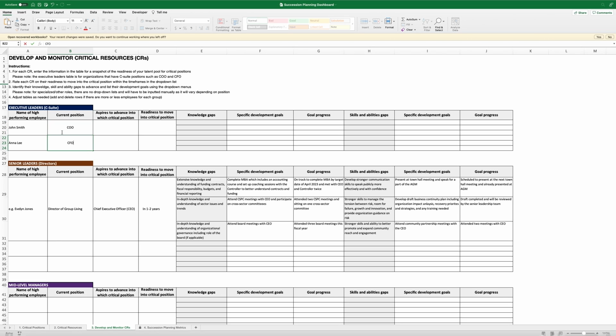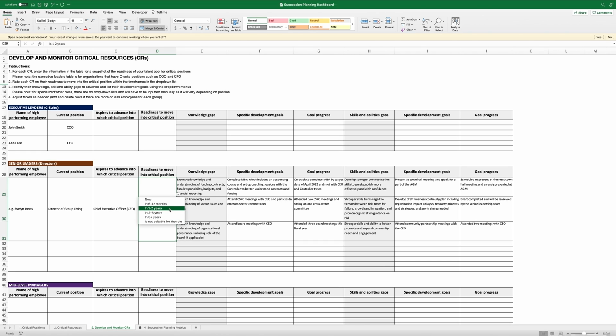To help complete this worksheet, an example has been provided. We will continue with Evelyn Jones, a senior leader, who has been identified as a critical resource to move into an executive role. Rate each CR on their readiness to move into their desired critical position within the timeframes in the drop-down list. For Evelyn, she will likely be ready to move into the CEO role in 1 to 2 years. Please note, for the last option, is not suitable for this role, has been included because an employee may desire to move to a critical position that may not be a good fit.